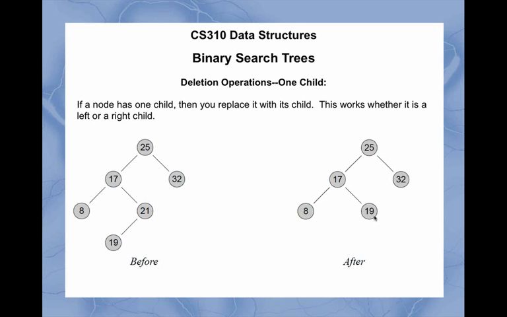Therefore, in the case that you have a node with one child, the 19, you simply replace this node with that one child, whether it's a left or a right, and it doesn't matter which one.